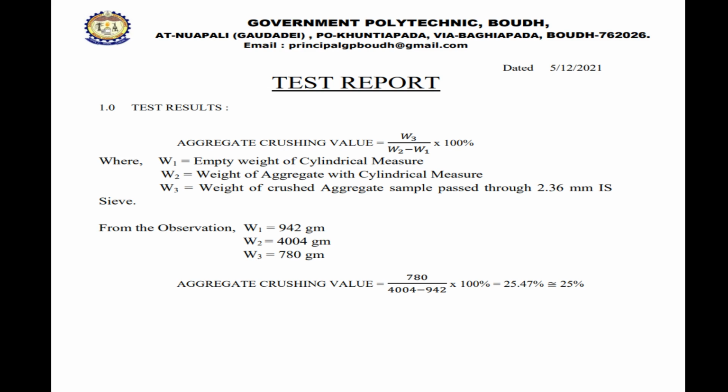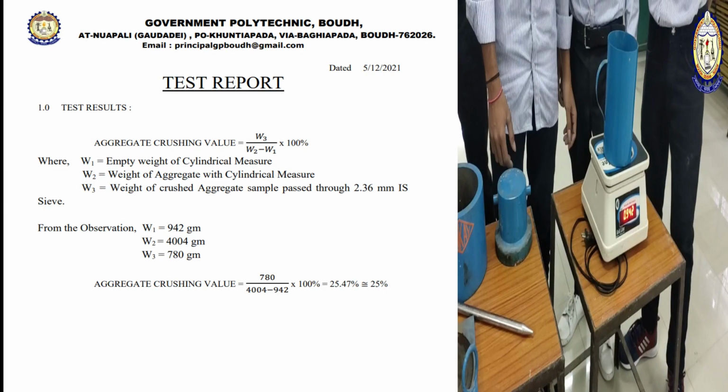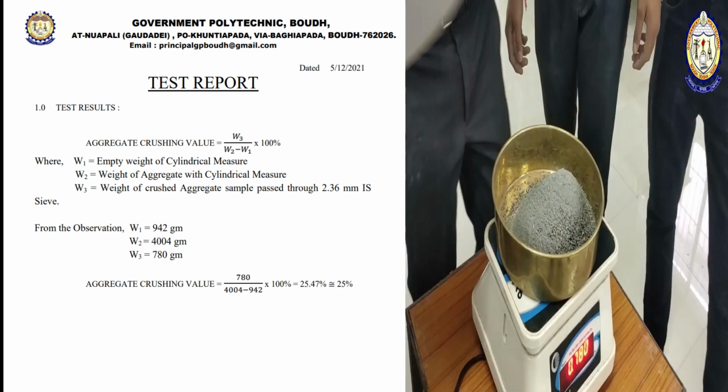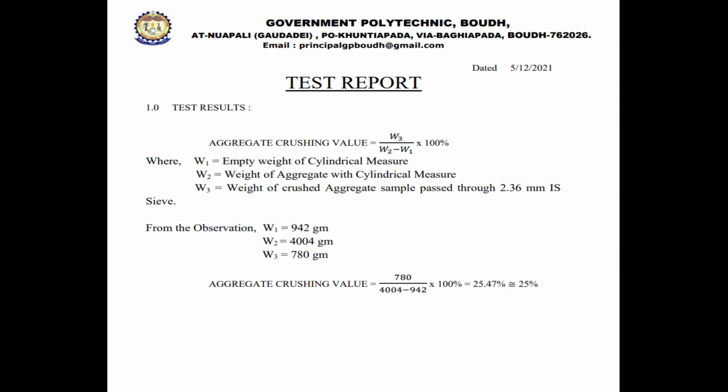Here the crushing value equals W3 by W2 minus W1 into 100%. Whereas W1 is the empty weight of the cylindrical measure, W2 is the weight of aggregate with cylinder, and W3 is the weight of crushed aggregate sample passed through the 2.36 IS sieve. So we finally found the crushing value, and that is 25.47%, and it is nearly equal to 25%.